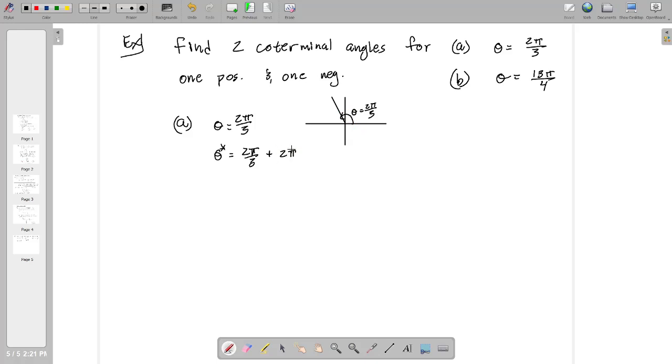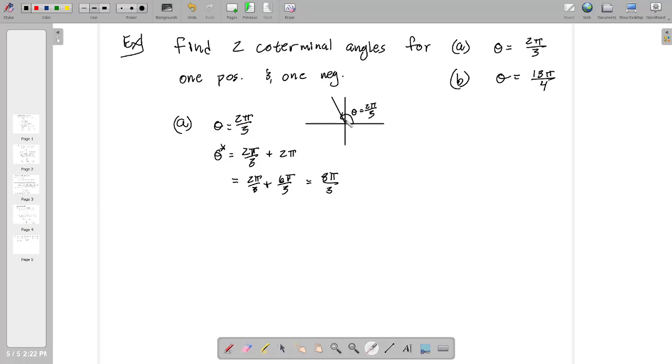Now 2 pi is the same thing as 6 pi over 3. So we get 2 pi over 3 plus 6 pi over 3, finding a common denominator between the two. And we end up with 8 pi over 3 as our final angle. So we can say then that 8 pi over 3 and 2 pi over 3 are coterminal.